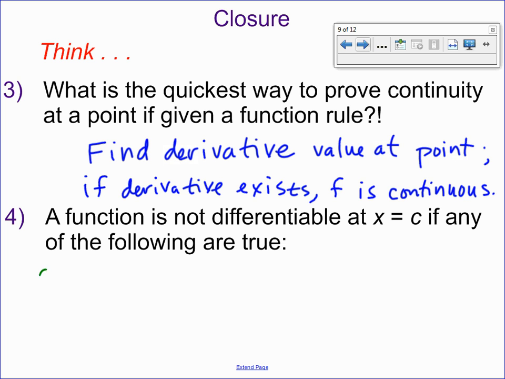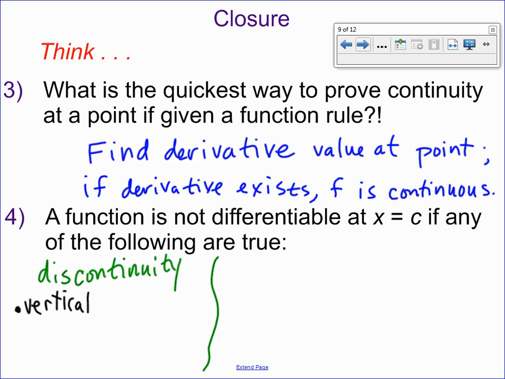So if there's a discontinuity, and under my discontinuities, we've got 3 things, right? So any type of discontinuity. What kind of discontinuities do we have? Well, we've got our infinite discontinuity, which is a vertical asymptote. And so if we had a vertical asymptote at x equals c, then the function would not be differentiable at x equals c.